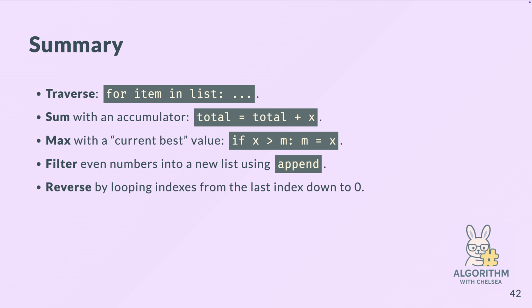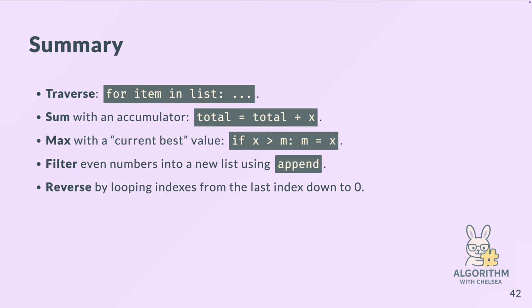Let's summarize what we learned today. First, list traversal. For item in list means item becomes each element, one by one. Second, compute sum with an accumulator, total. In each iteration, add total and x, and then assign the sum back to total.